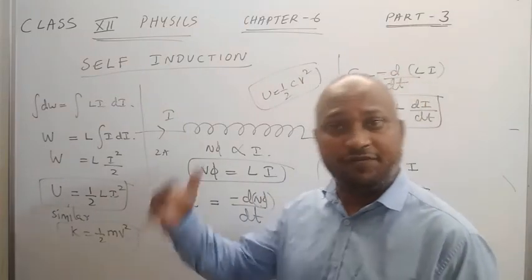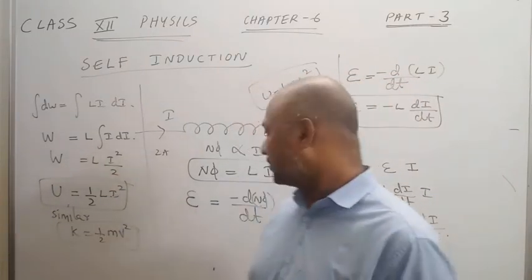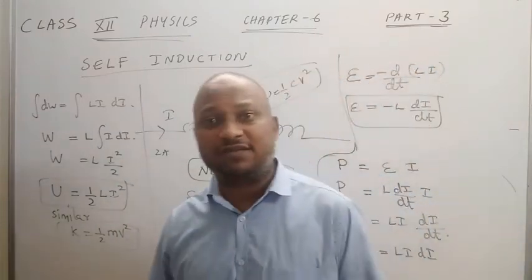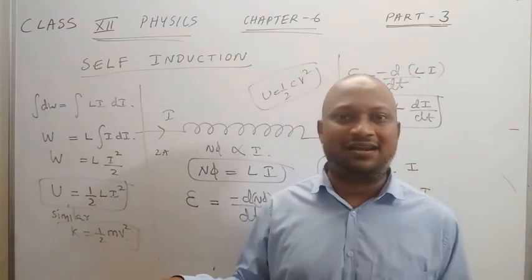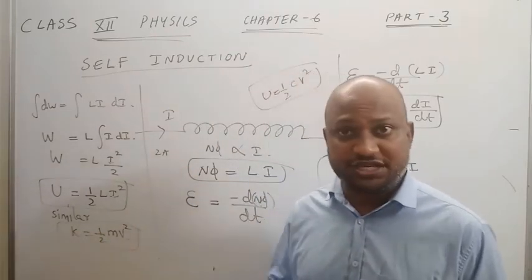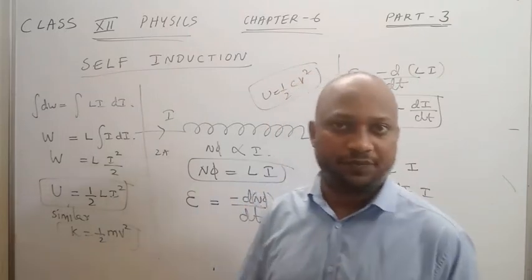A number of turns है तो N phi हो गया. So N into B into A. So these all things we have already done. तो इसका मतलब है कि whenever there is a current in the inductor, there is a flux induced. And the flux, if it changes, then it can induce a new current.